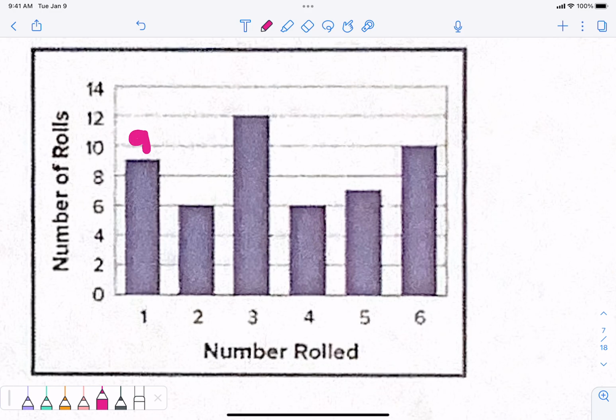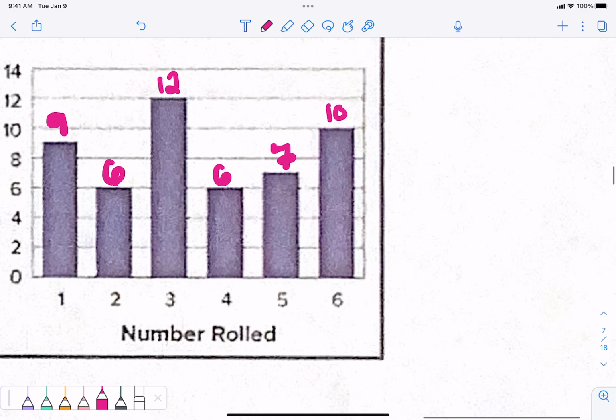9 times. How many times did we roll a 2? 6. 3 was 12. 4 was 6. 5 was 7. And 6 was 10. If we add all those together, 50 total. 50 total times. I'm going to say 50 rolls. Okay, let's talk about that 50 really quick.